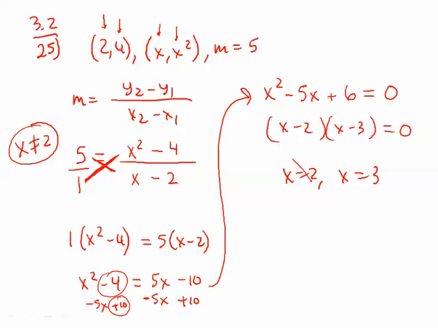We reject this. Another way you can think about rejecting is this. Once you plug it in, isn't this the number 2, 4? This is a 2, and that would be a 4. If you plug it in, it wouldn't make sense because you get the same dot. That would not give you a slope of 5. So the only one that you would have to accept is x is equal to 3.